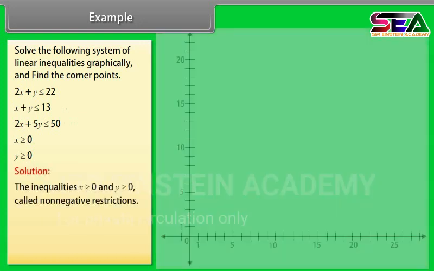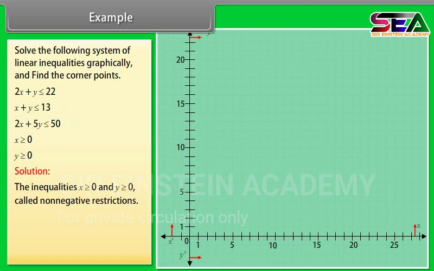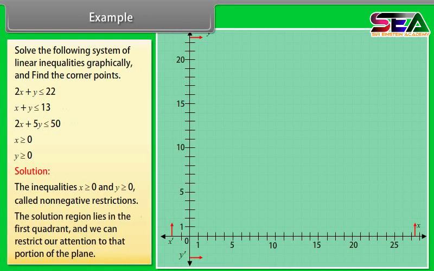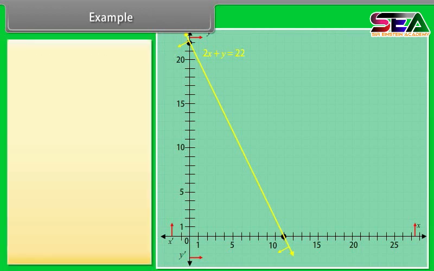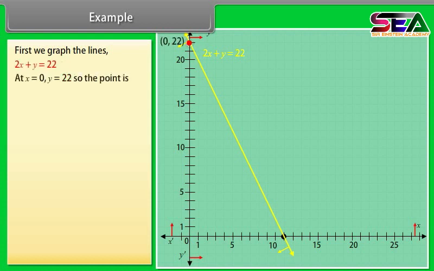Solution. The inequalities x greater than or equal to 0 and y greater than or equal to 0 are called non-negative restrictions. The solution region lies in the first quadrant and we can restrict our attention to that portion of the plane. First, we graph the lines as follows. 2x plus y is equal to 22. At x is equal to 0, y is equal to 22. So, the point is (0, 22).